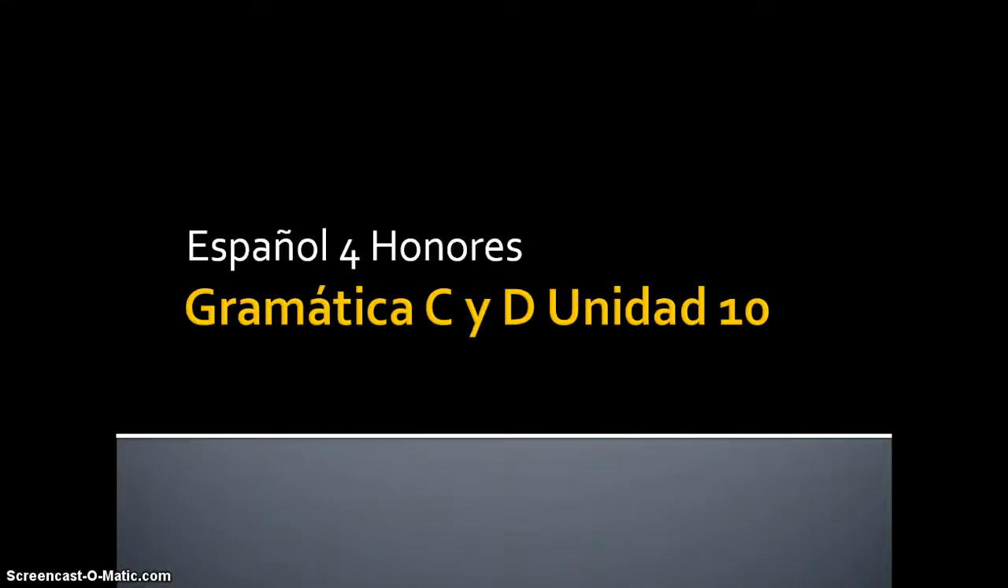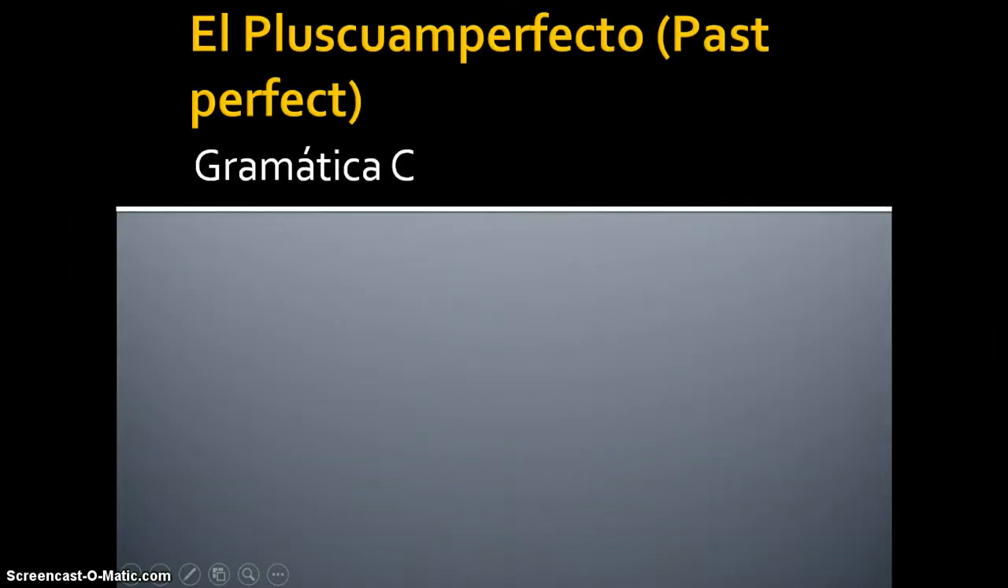The next part of the grammar for this unit deals with the perfect tense. As we learned in the past, the perfect tense includes haber plus a past participle. For the regular verbs, the past participle is formed by dropping the AR and adding ado, or dropping the ER and IR and adding ido.